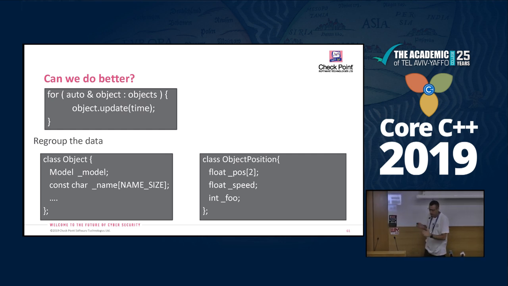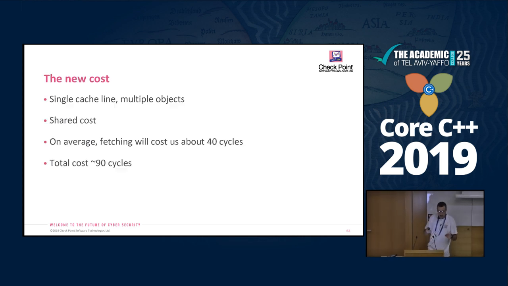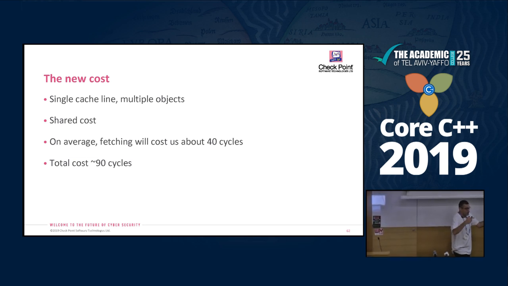Now let's analyze the new costs. A single cache line now has multiple objects. So the cost of fetching the object is shared between several objects. On average, fetching each object will cost us something like 40 cycles. So the total cost would now be 40 cycles for the fetching and another 50 cycles for the actual work, 90 cycles. So we started with 450 and we ended up with 90. That's quite a good optimization, I think.